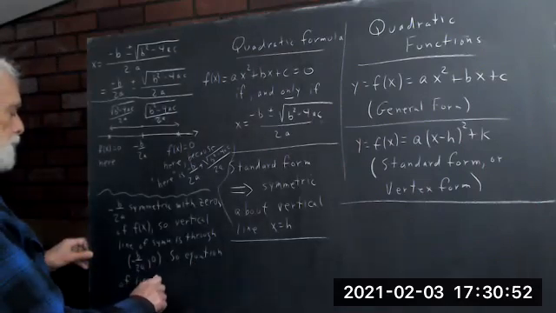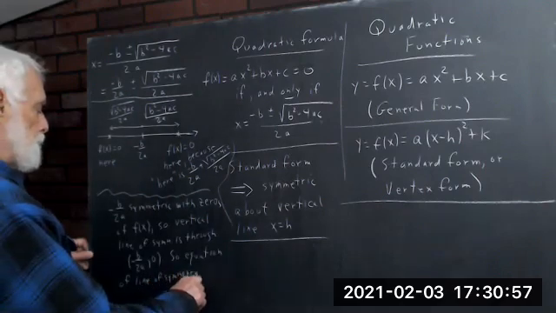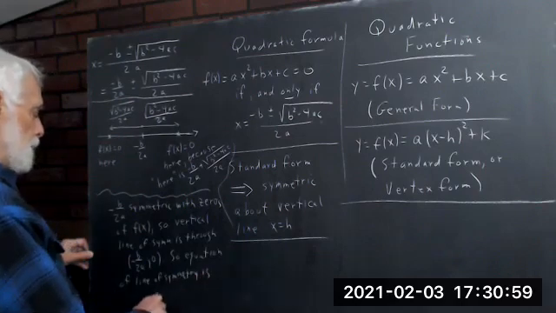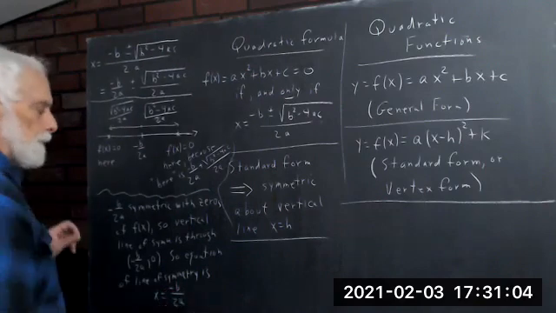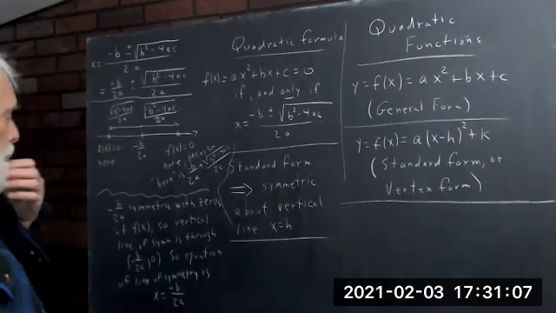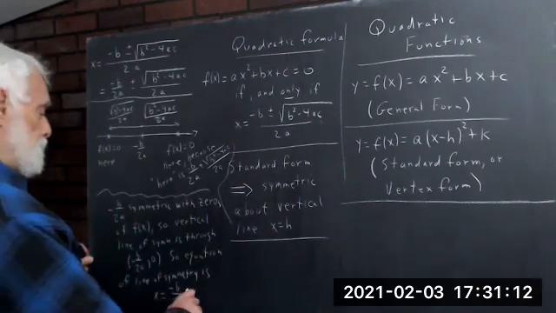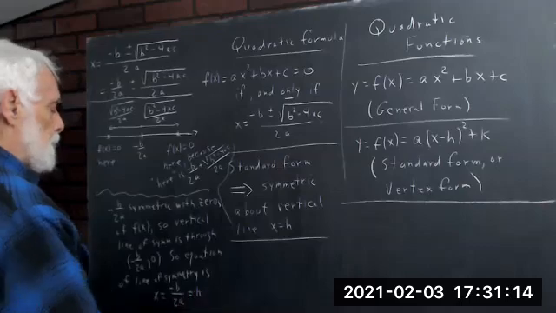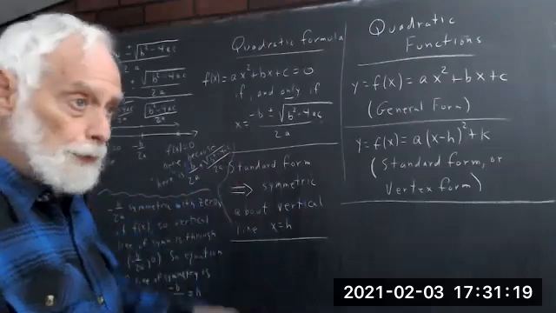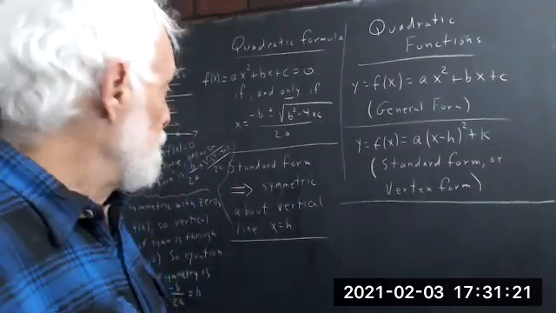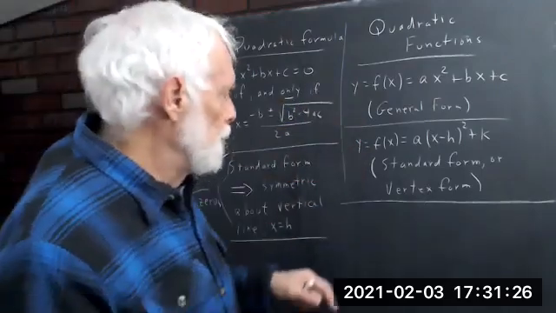The equation of the line of symmetry is x equals negative b over 2a. And that equals h. So now we have a couple of connections between this form and this form. In the first place, I didn't say it before, but it's obvious.